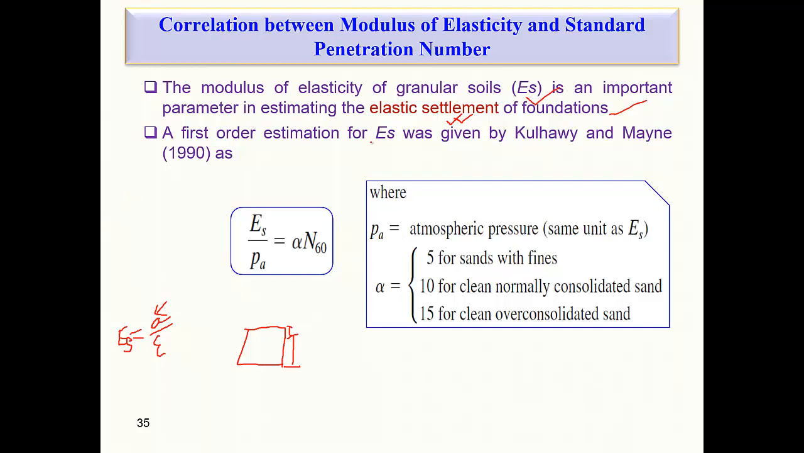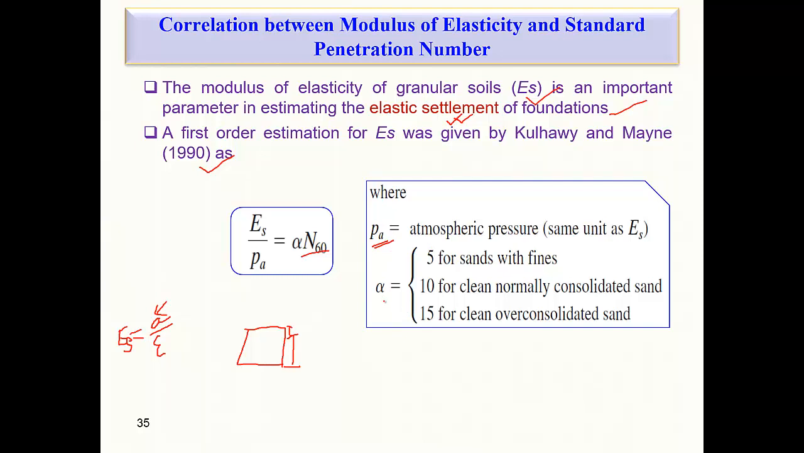At first order, the estimation of modulus of elasticity was given by Kulhawy and Mayne. They contributed a lot to the SPT test. They developed one formula which is related to the N60. This is a constant, we know, right? And they provide one factor, that is the alpha. It varies based on the different types of sand.